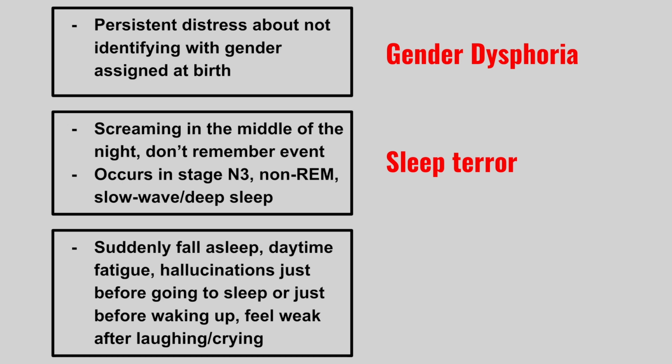This is often compared to nightmares, in which we remember the nightmares we have and it happens in REM sleep. Next, we have a patient who suddenly falls asleep, has daytime fatigue, hallucinations just before going to sleep or just before waking up, and feels weak after laughing, crying. This is narcolepsy. Remember here, you have a decreased orexin production, and you can have these hypnagogic and hypnopompic hallucinations, as well as cataplexy, where you feel weak after strong emotion.